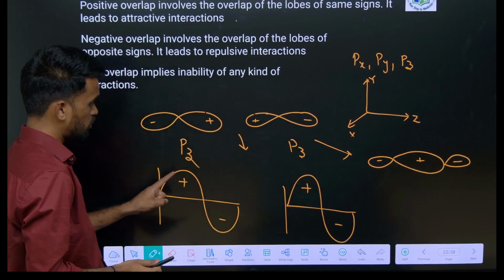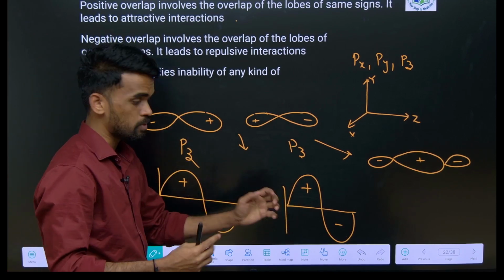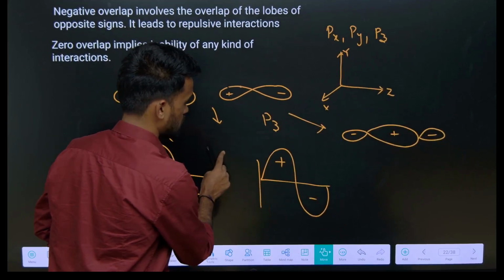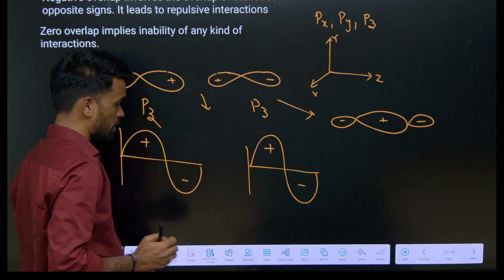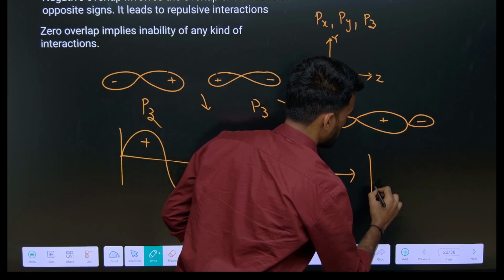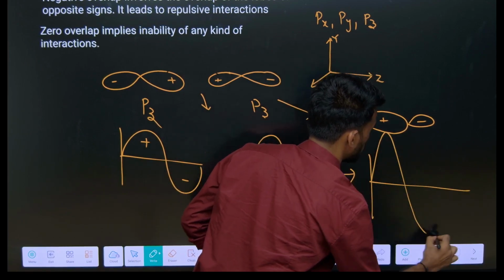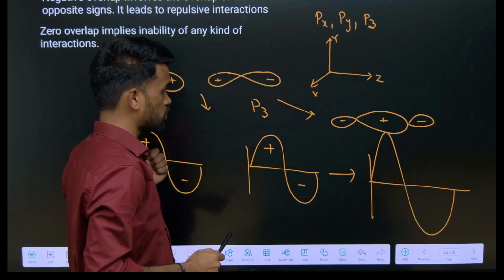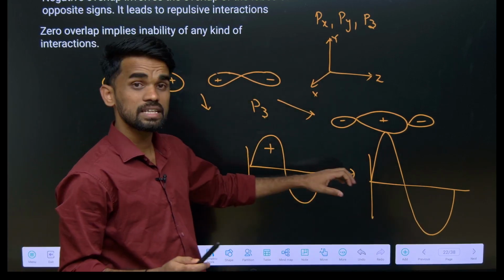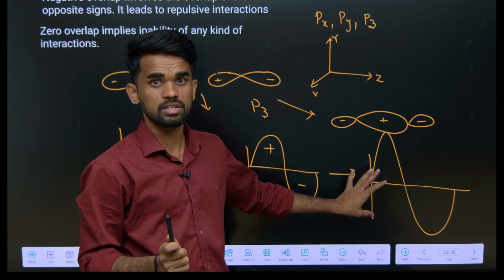Okay, now if this positive lobe and this positive lobe are superimposing each other, then what will we expect to get? We will get a wave with a bigger amplitude, bigger than these two waves. So we can say that is constructive interference, and destructive interference is like that.